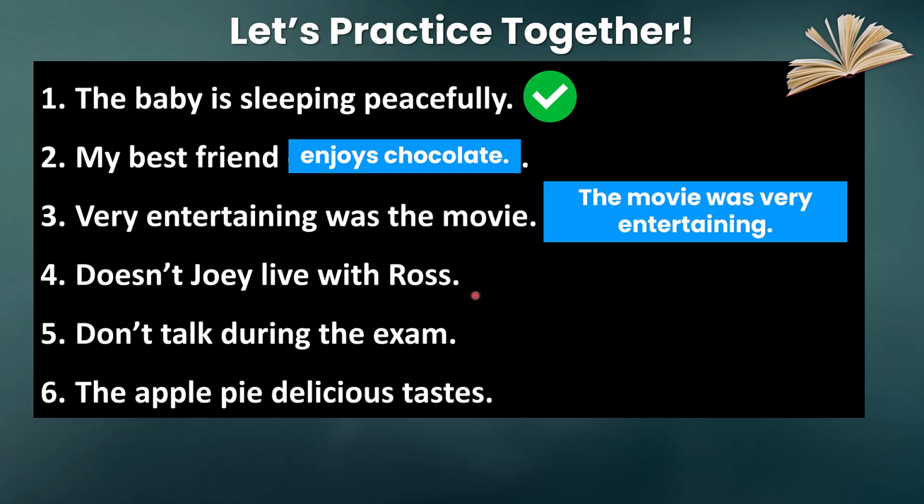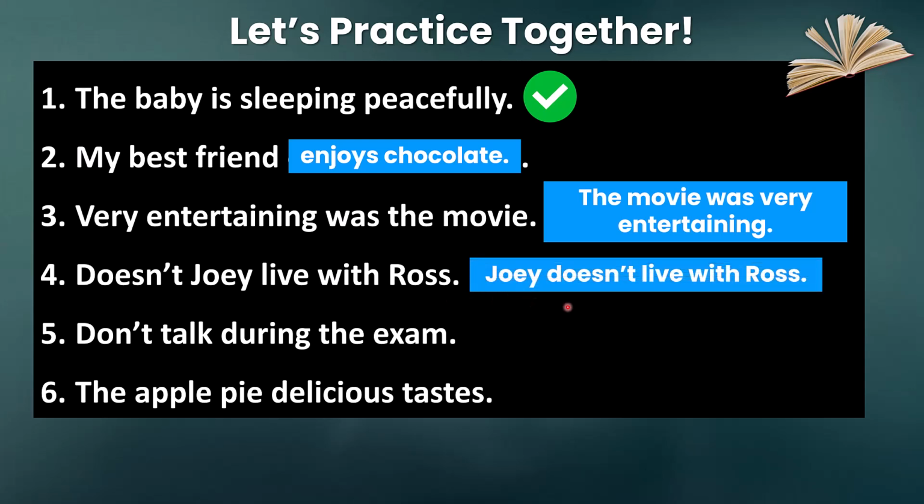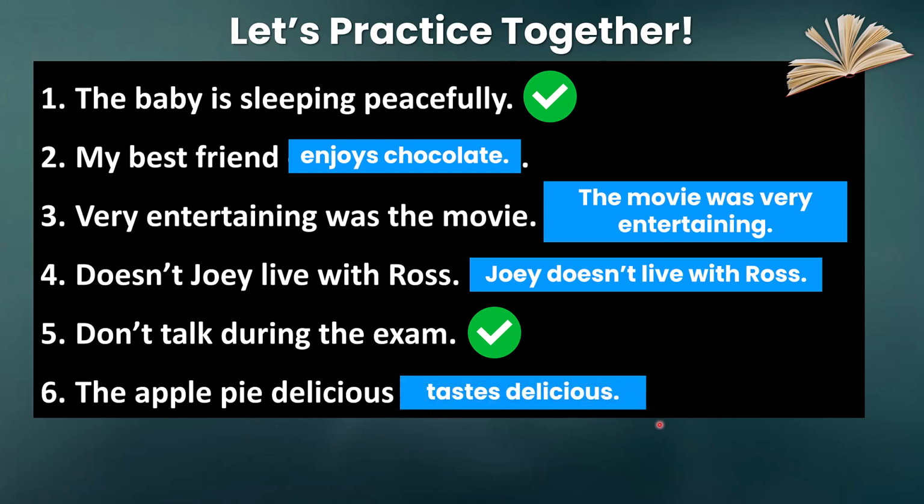Number 4 is incorrect. This should be a negative statement, so it should be Joey doesn't live with Ross. So if you added a question mark at the end, doesn't Joey live with Ross? Technically that's correct. However, I told you that we weren't changing punctuation in this quiz. So I wanted this to be a negative sentence. Joey doesn't live with Ross. Number 5 is correct as it is. This is a command. It's an imperative sentence. Don't talk during the exam. And finally, number 6 is incorrect. It should be the apple pie tastes delicious.